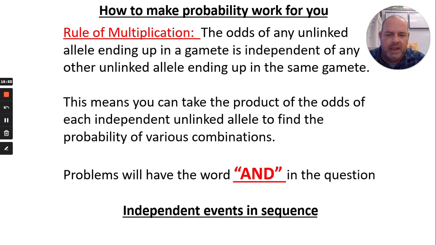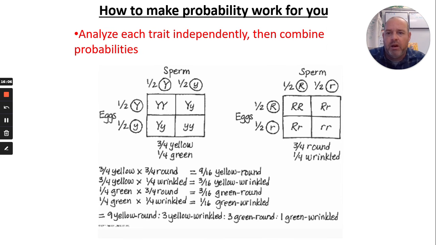So for the rule of multiplication, these problems have the word and in them. Like, what are the odds that you would get this outcome and this outcome? So independent events in a sequence. The video will help you out with that. Here's kind of an example, but he does plenty of examples in there. But these slides are here for you as well.